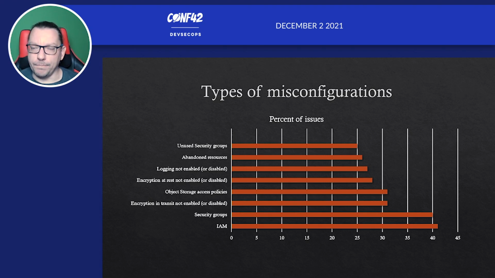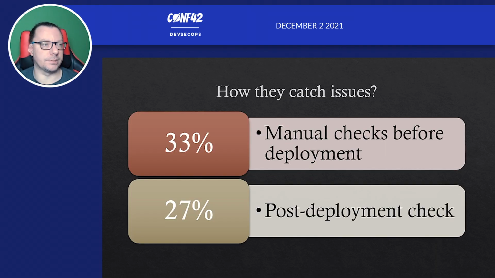So now, how are those teams, those people catching the issues? And this is also interesting because 33% of them do manual checks before deployments. And by manual, I mean they are looking at the template. They have, for example, code review or whatever. They are reading the templates and they can miss stuff, obviously. 27% of them do post-deployment checks, which is really risky, right? Because this is already deployed.